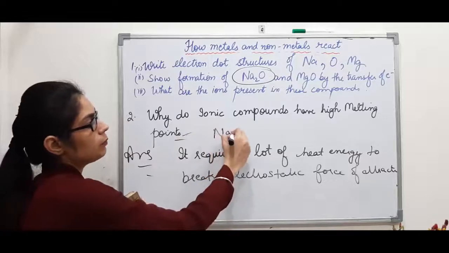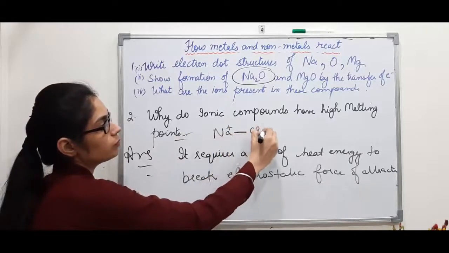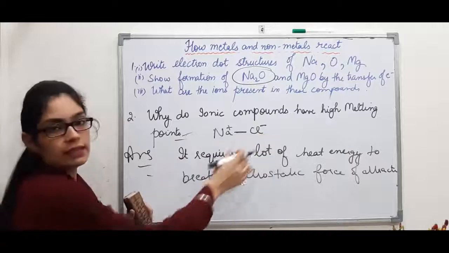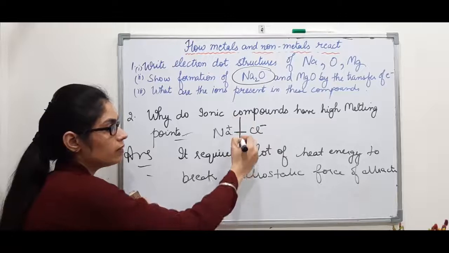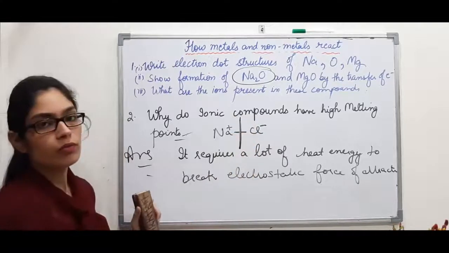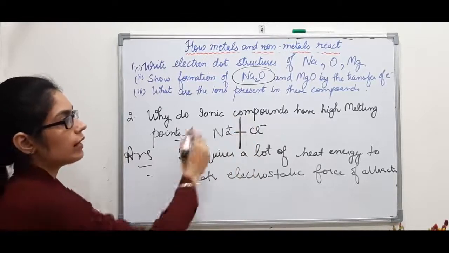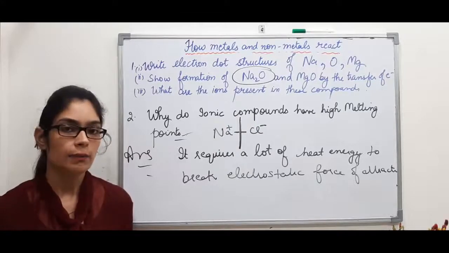See, this is Na positive, and this is the electrostatic force between Na positive and Cl negative, these two ions. So if you want to break this force, then a lot of heat energy is required, due to which ionic compounds have high melting point.